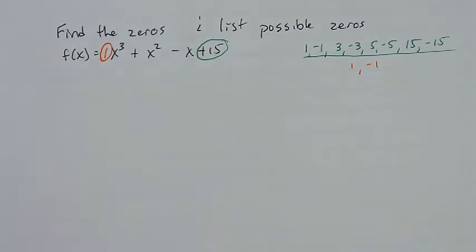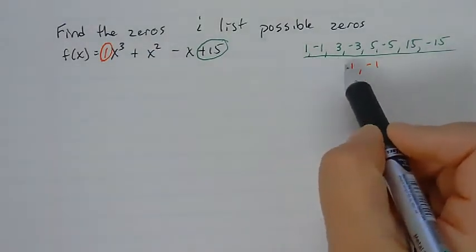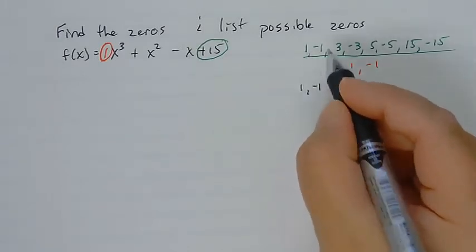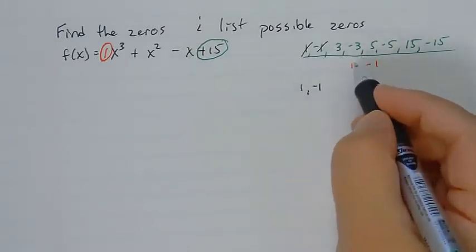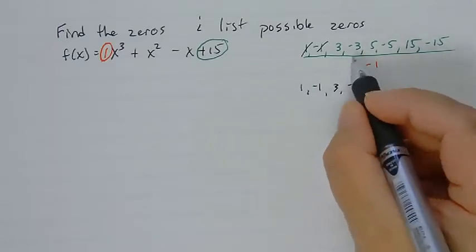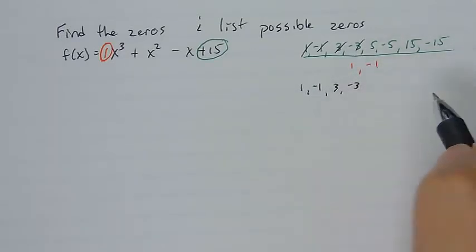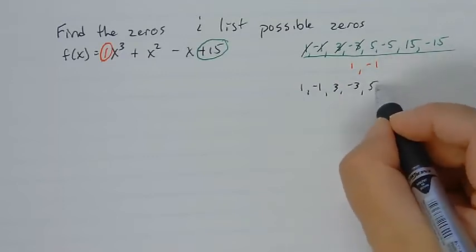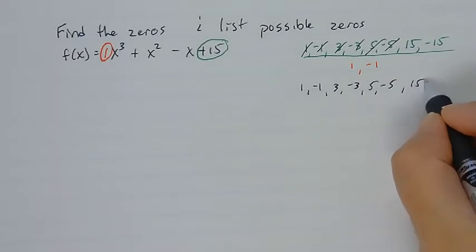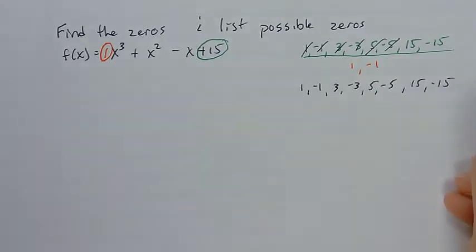So let's make our list of possible factors. 1 divided by 1 is 1. 1 divided by -1 is -1. And I know I'm going to get the same ones when I try -1. 3 and -3. I don't need to try -3 because I'll get repeats. 5 and -5. I don't need to try -5. Those will be repeats. And same with 15. So this is the list of possible factors that we have to choose from.